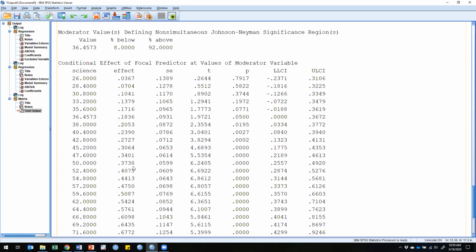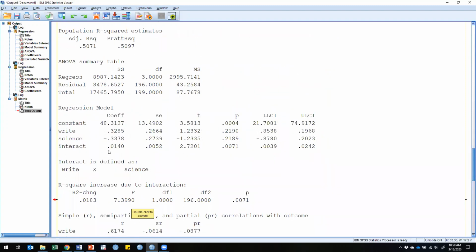0.3738 plus 0.014 times, let's go to our next whole number here to make it easy, 62, so times 12, and we get around 54. When I multiply this in my calculator, I get 54.5424, so it's pretty close within rounding, because all these numbers are rounded.